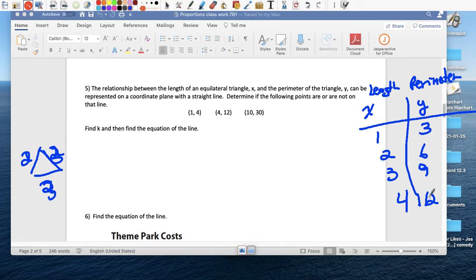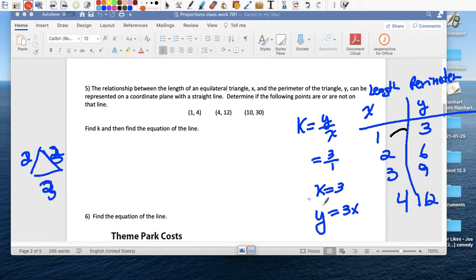I can take any of these points and find the constant of proportionality. The constant of proportionality is 3 over 1, which is just 3. That gives me my equation, y equals 3x. And you already knew that because I'm pretty sure you saw this: times 3, times 3, times 3, times 3.